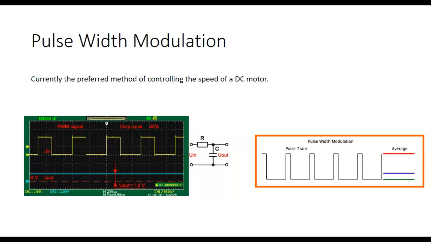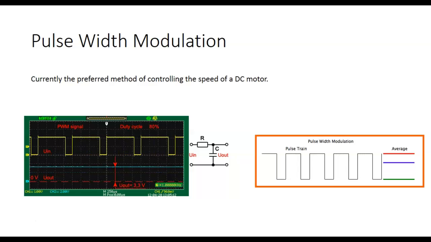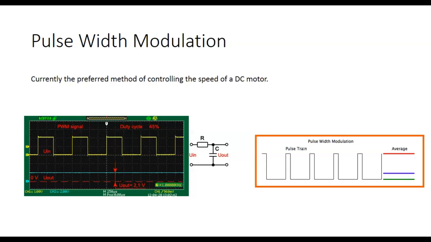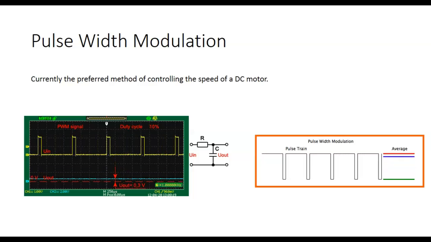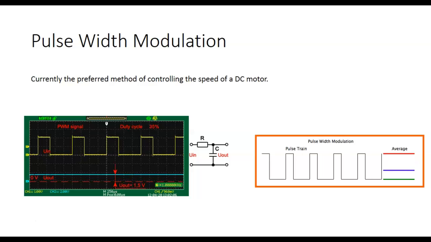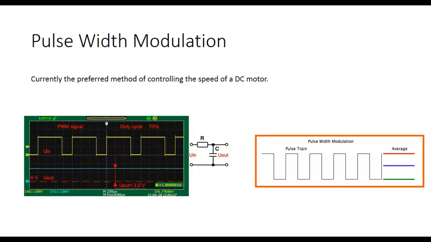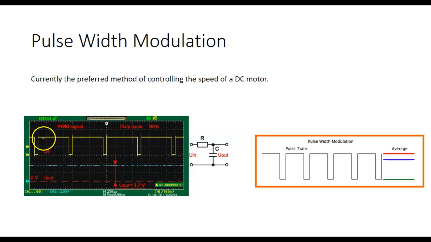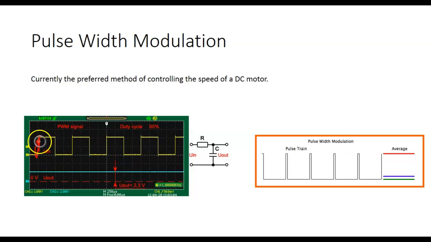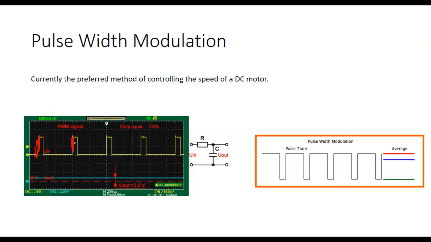This is the way we do it now. This is called pulse width modulation. So what we do is we just put a string of DC pulses out to the motor. And if you look, the time per cycle never changes. So if you look at this line right there and that line right there, it never moves.